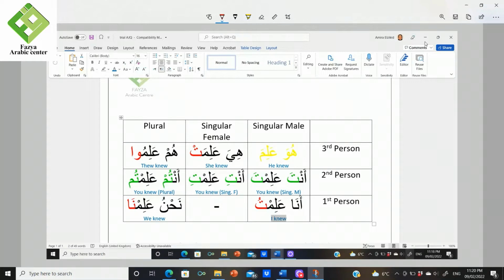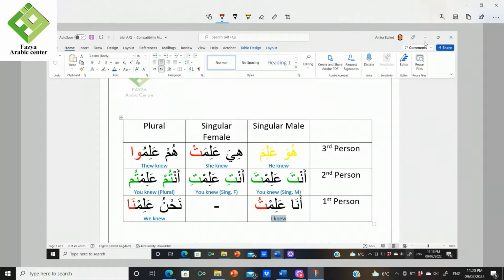So, third person. هو علم, he knew. هي علمت, she knew. هم علموا, they knew. Now, second person. أنت علمت, you knew, singular, masculine. أنتِ علمتِ, you knew, singular, feminine. أنتم علمتم, you knew, plural, masculine or mixed gender. First person. أنا علمت, that is I knew. And then نحن علمنا, we knew.